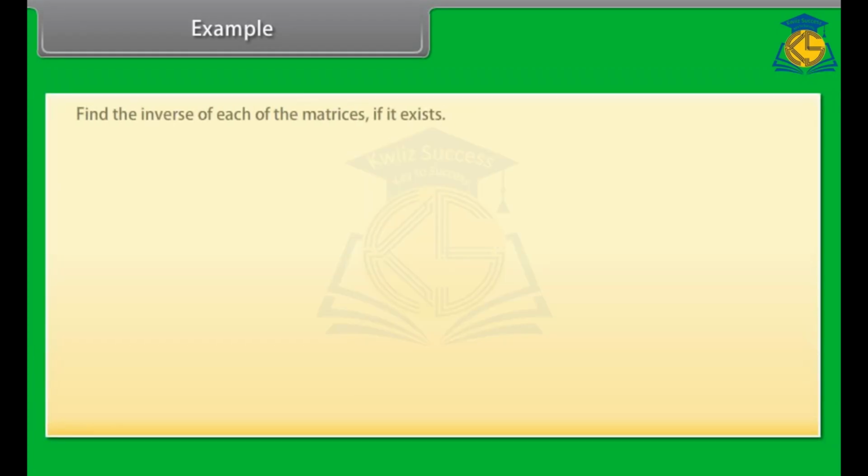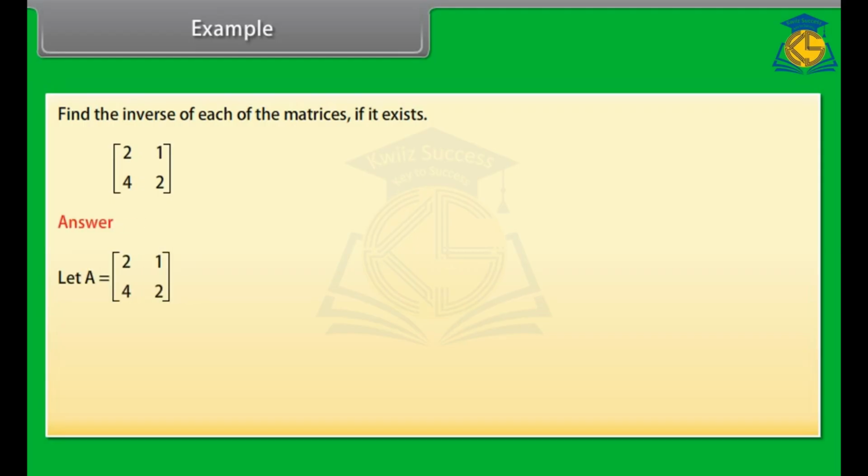Example. Find the inverse of the given matrix. Row-wise, first row 2, 1, second row 4, 2. Let the given matrix be A. We know that A can also be written as IA. Therefore, row-wise first row 2, 1, second row 4, 2 is equal to row-wise first row 1, 0, second row 0, 1 into A.